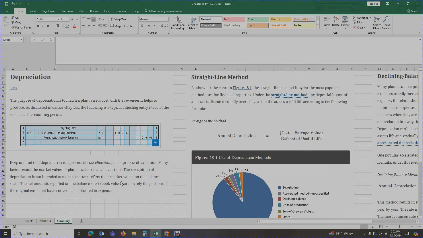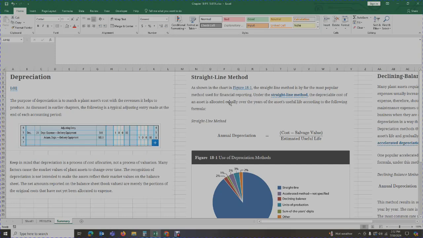Okay, so the purpose of depreciation is to match a plant asset's cost with the revenues it helps to produce. Usually what we've been doing in the past is an adjusting entry for the depreciation, which entails debiting depreciation expense and crediting accumulated depreciation. And we've been doing this since Introduction to Accounting 1. That is the journal entry to account for the depreciation. Now we're going to learn different methods to calculate that depreciation.